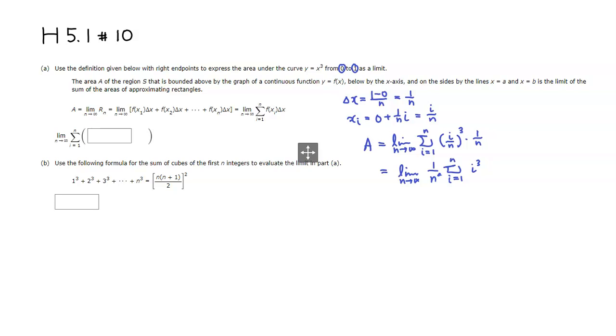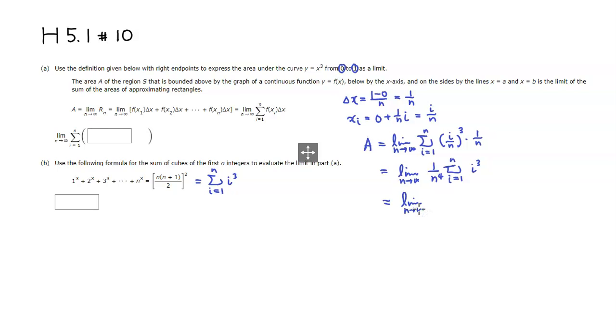So we can put that outside. Oh, actually, I have to rewrite it: 1 over n to the 4th power, because it has nothing to do with i. But we have a formula for the summation, i goes from 1 to n, of i cubed, because it's going to be 1 cubed plus 2 cubed all the way to n cubed. So that's the formula. We can use that formula to evaluate this limit.